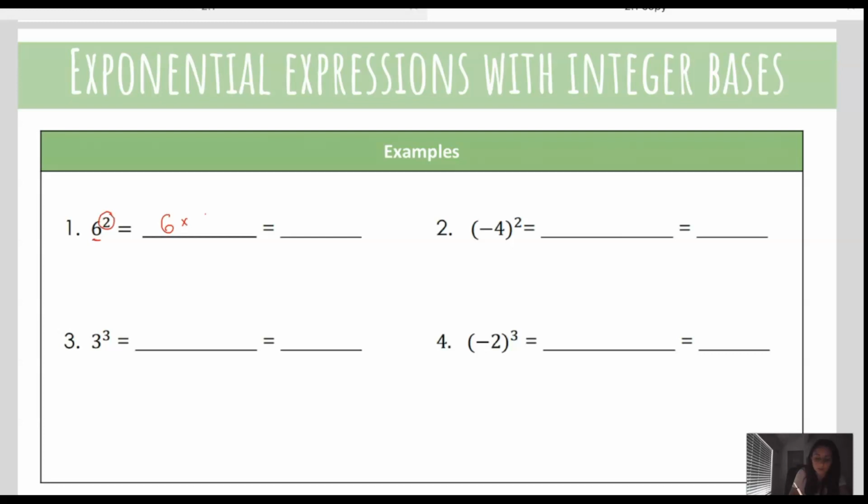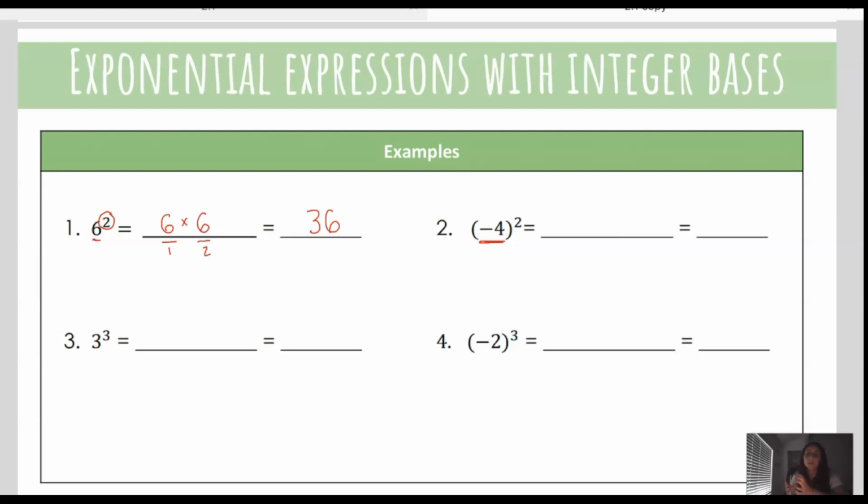So we're going to do 6 times 6, right? Here's the first one, here's the second one. Well, 6 times 6 is 36. So that means that 6 squared, or 6 to the power of 2, is 36. Let's look at another example. Number 2 this time has a base that is negative. So negative 4 squared, or negative 4 to the second power.